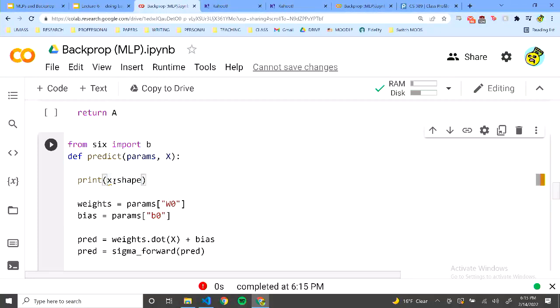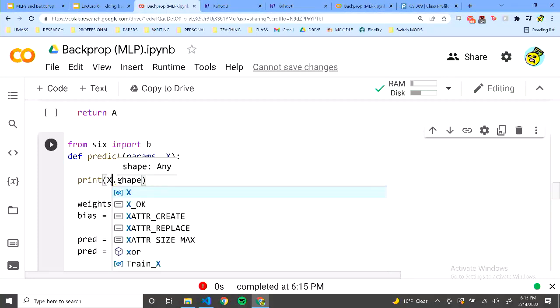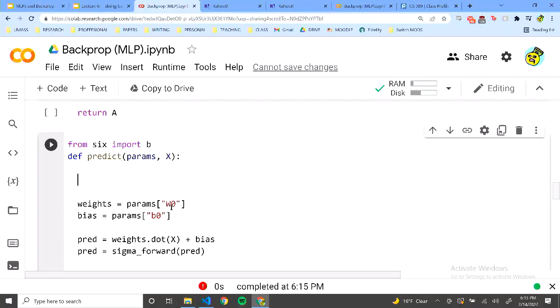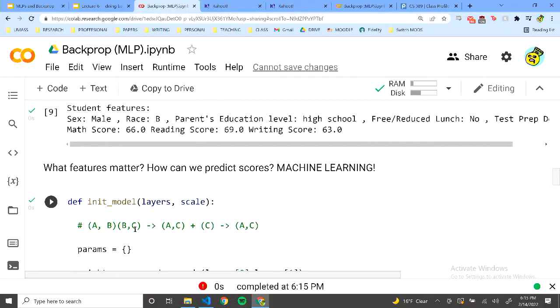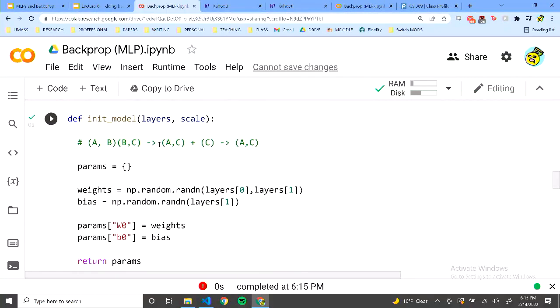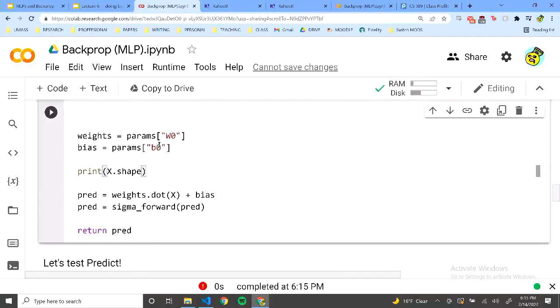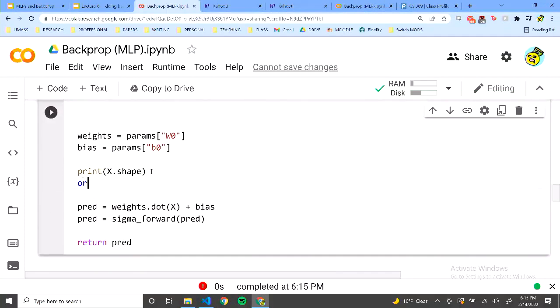So this is, again, going to be one of the main things that everyone comes across on these assignments. Shapes are a little bit weird to get the hang of. Again, I recommend you really just print them out and make sure that they make sense. The operation that I showed you above is always true. So if the shapes don't work, that's usually why: you're doing the dot product in the wrong order. So print x.shape, and let's also print weights.shape. So dot shape is your friend, and I really recommend you use it.